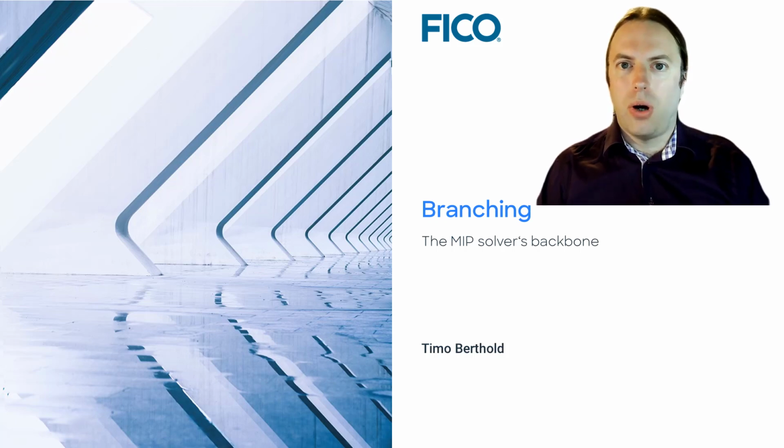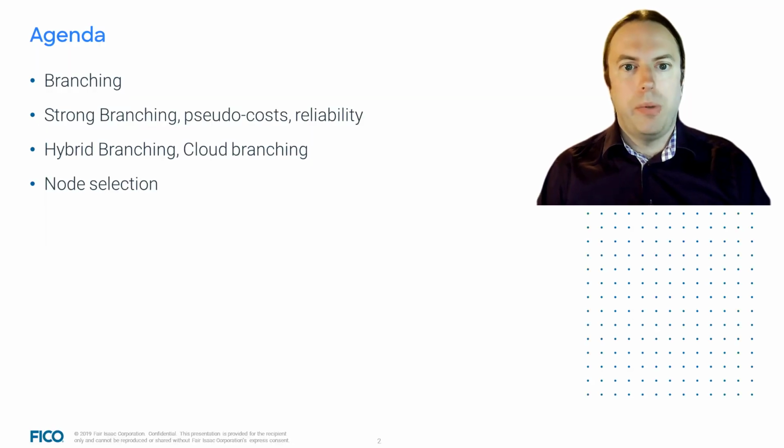Today, we will look into the core of the MIP solver, the branch-and-bound algorithm. Therefore, we will quickly repeat the idea of branching. And then we will learn about some branching rules: strong branching, pseudo-cost branching, reliability branching, hybrid branching, and cloud branching. And finally, we will also look into node selection rules.